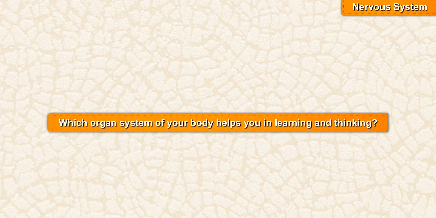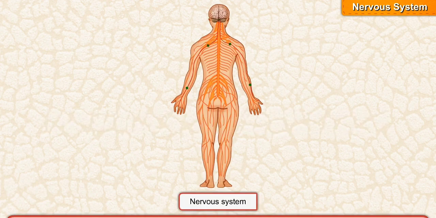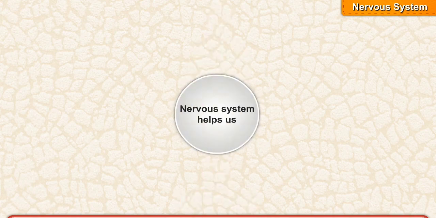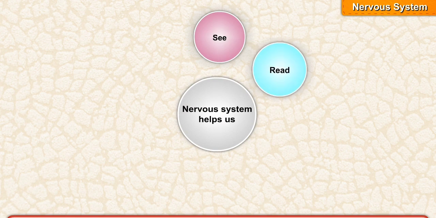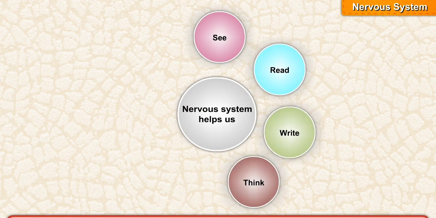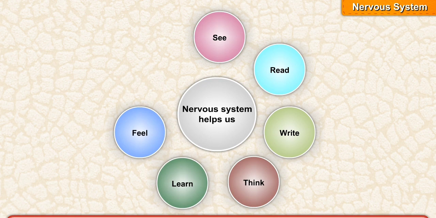Nervous system. Which organ system of your body helps you in learning and thinking? It is the nervous system. The nervous system controls all other body systems and the sense organs. It is an important organ system of our body. It helps us to see, read, write, think, learn, feel, respond, etc.